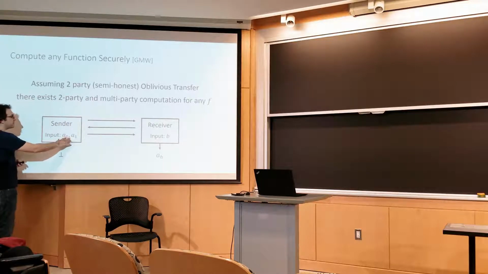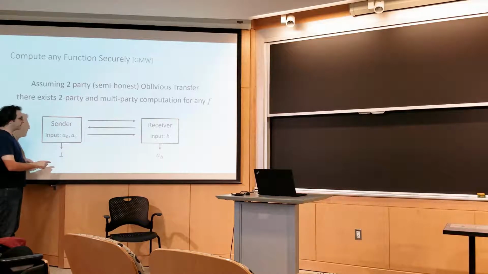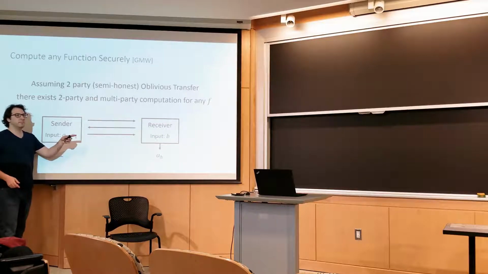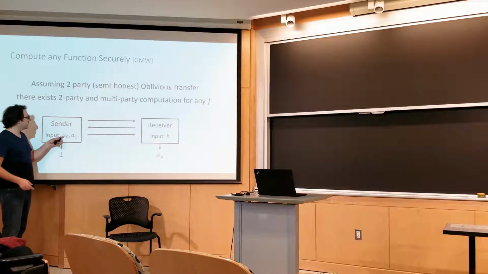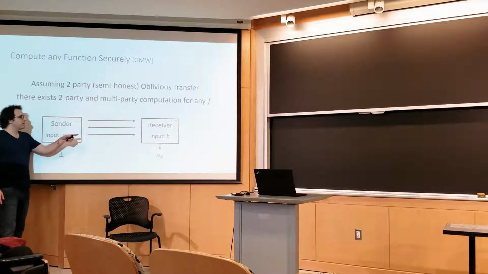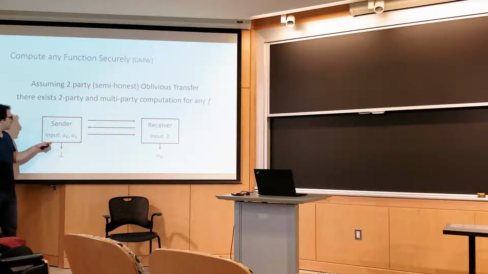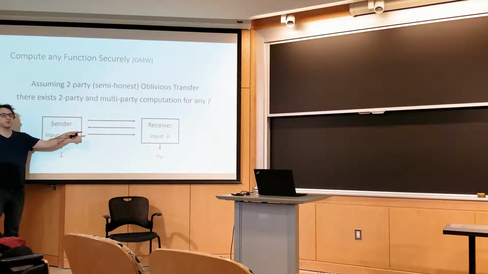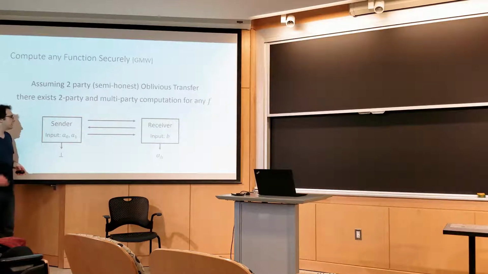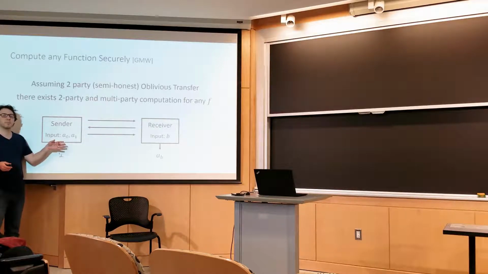The sender has two strings, A0 and A1, and the receiver has a bit, B. The receiver wants to get one of these strings according to the bit, and that's the output of the receiver. The output of the sender is just nothing. The sender learns nothing. In particular, it does not learn the input B that the receiver wants to choose. And before we talked about protocols that have the same output for both parties, but you can easily generalize this to every party outputting their own function.